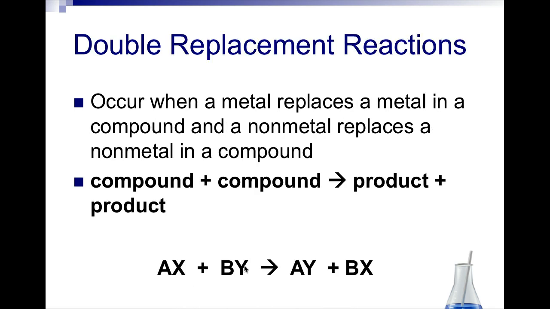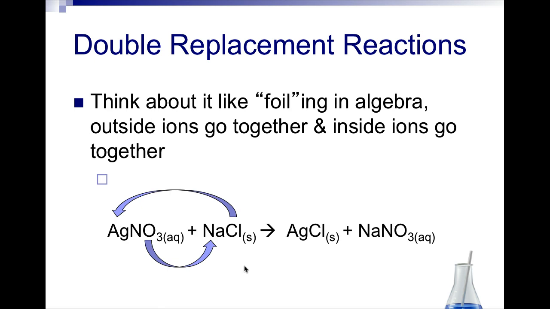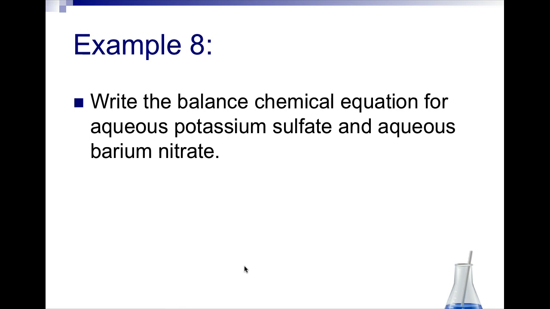A double replacement reaction is where you have a compound and a compound that will produce a new compound and a new compound. Now typically you can think of it as the foiling process that you've used in algebra. Typically what I like to do is just switch around the 2 positive ions and you're done. So write the balanced chemical equation for potassium sulfate and barium nitrate.